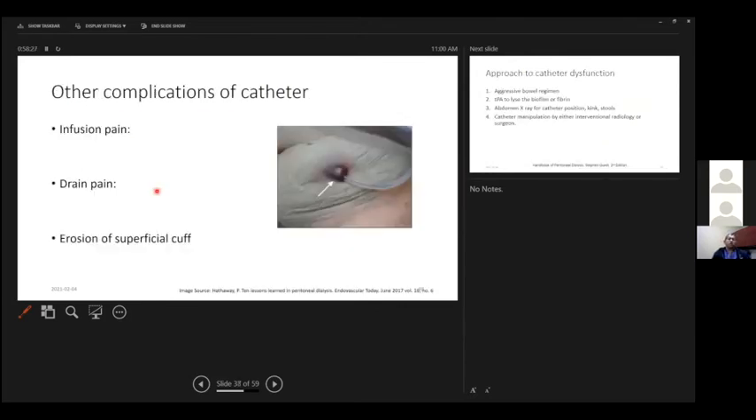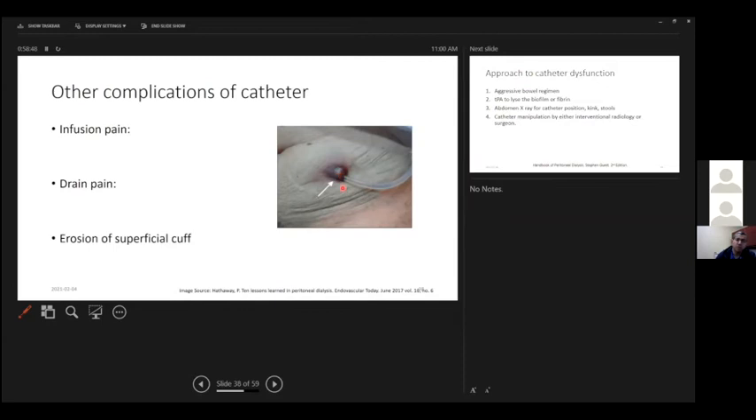Okay, what else can be a problem? So I have shown the figure here, which is the erosion of the superficial cuff. Remember, the superficial cuff can come out, and this is really painful for the patients because they feel it irritated. They feel that the skin is always getting stretched. It's really not a good feeling for the patient.